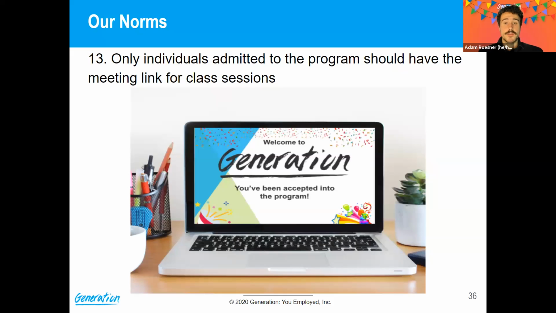Only individuals admitted to the program should have the meeting link for class sessions. I don't want any non-members of the course to be sitting in on our class. Again, I want to emphasize, if I cannot verify that you are in fact a member of our class for whatever reason, then I am going to be inclined to put you in the waiting room or just kick you out of the call altogether.